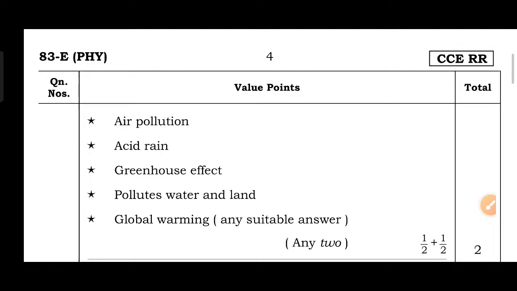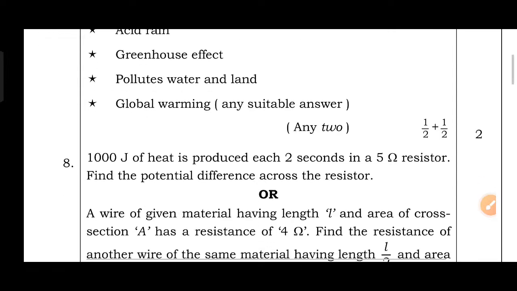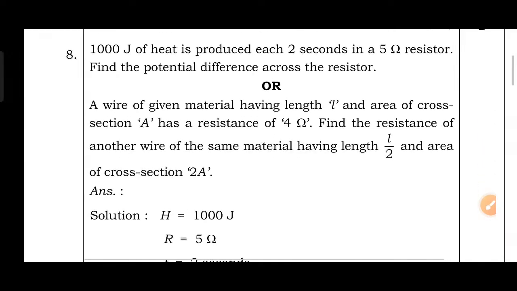The disadvantages of fossil fuels are air pollution, acid rain, greenhouse effect, pollution of water and land, and global warming. If you write any two important points, 1 mark. Total 2 marks.